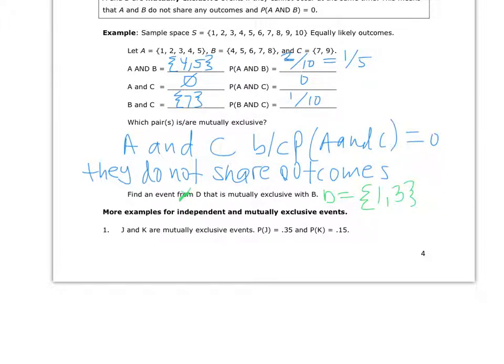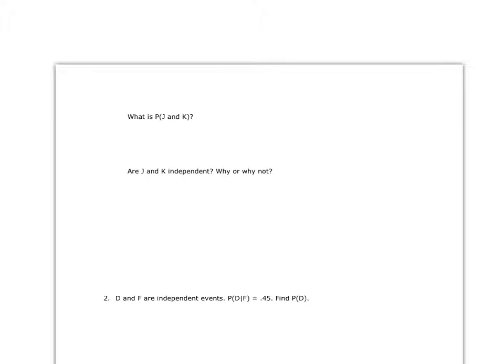Okay, now we're going to look at some other examples having to do with mutually exclusive and independence. We look at this next one. J and K are mutually exclusive. Probability of J is 0.35, probability of K is 0.15. The first question is: what is the probability of J and K? Okay, hopefully you're seeing that that is kind of a trick question, because if they're mutually exclusive, that probability is going to be 0.